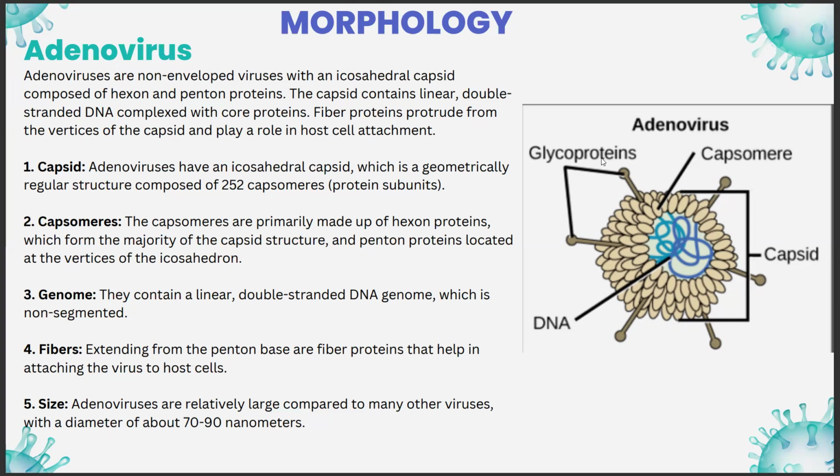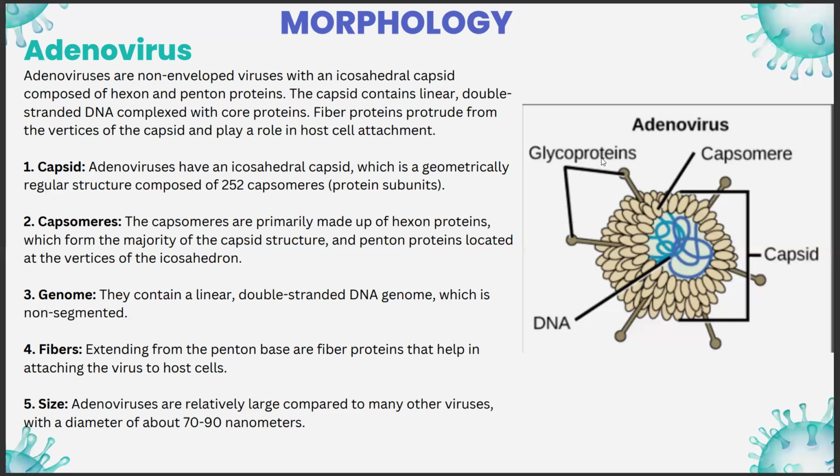In the morphology, we will see capsid. Adenoviruses have an icosahedral capsid, which is a geometrically regular structure composed of 252 capsomeres, which are protein subunits. Capsomeres are primarily made up of hexon proteins, which form the majority of the capsid structure, and penton proteins located at the vertices of the icosahedron.